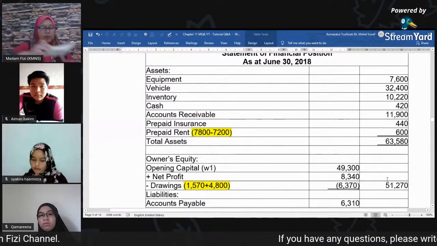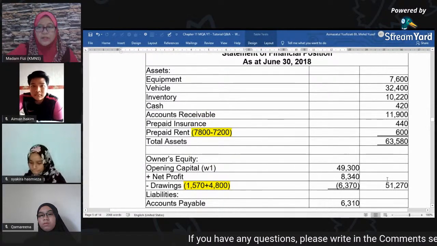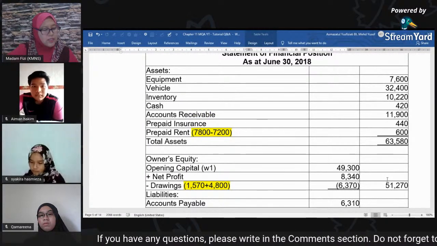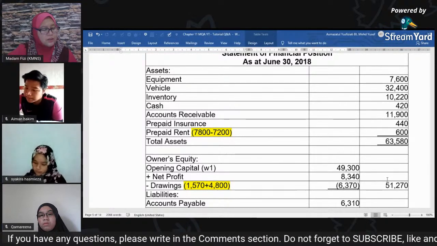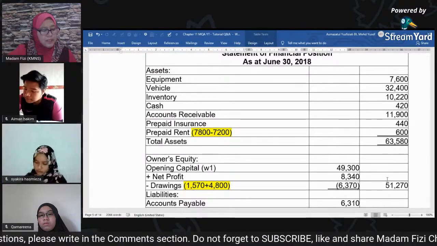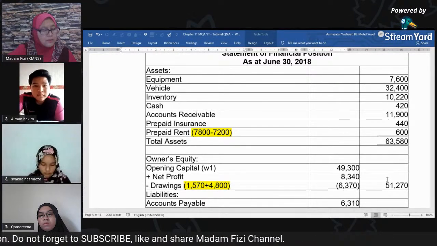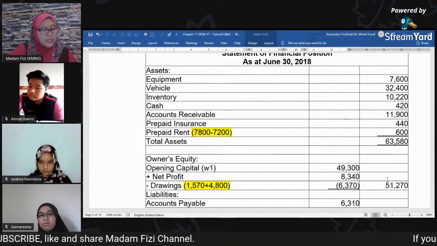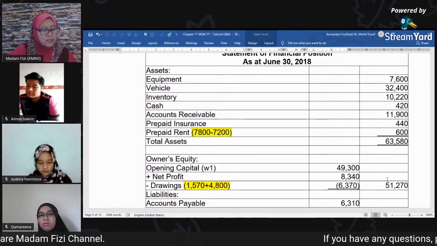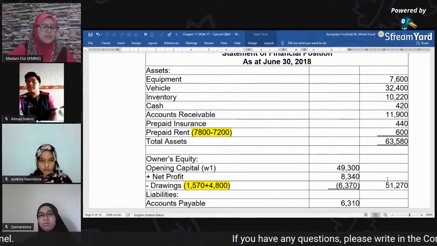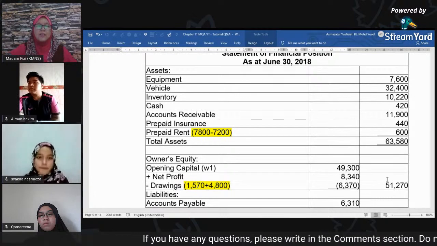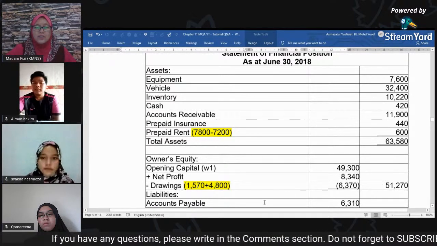Next is owner equity. Wait, I want to calculate whether the answer is correct or not. Okay, 7,600 plus 32,400 plus 10,220 plus 420 plus 11,900 plus 440 plus 600 is 63,580. Okay, correct.